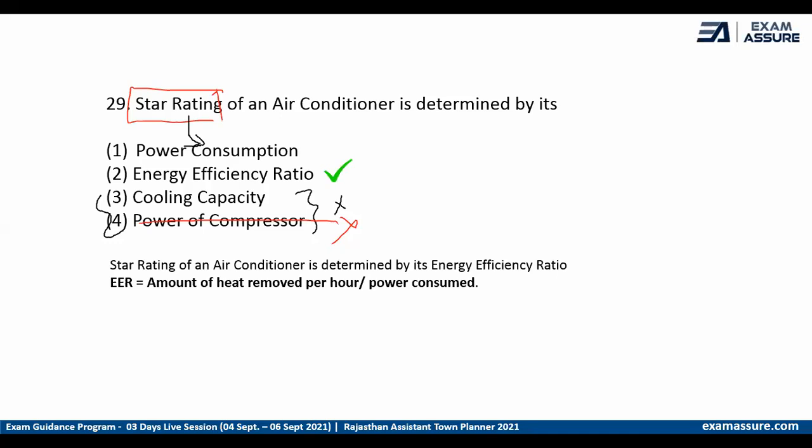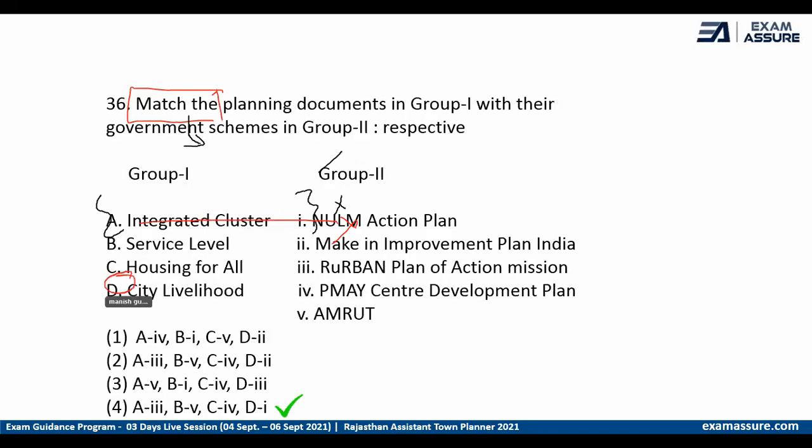So it's a ratio that is found by telling how much heat has been removed per hour per unit of power consumed. Okay. So the higher the rating, the lesser power consumption we have. And okay, so that is it. This is for power consumption. EER is the determining factor. Now let's move to the next question.